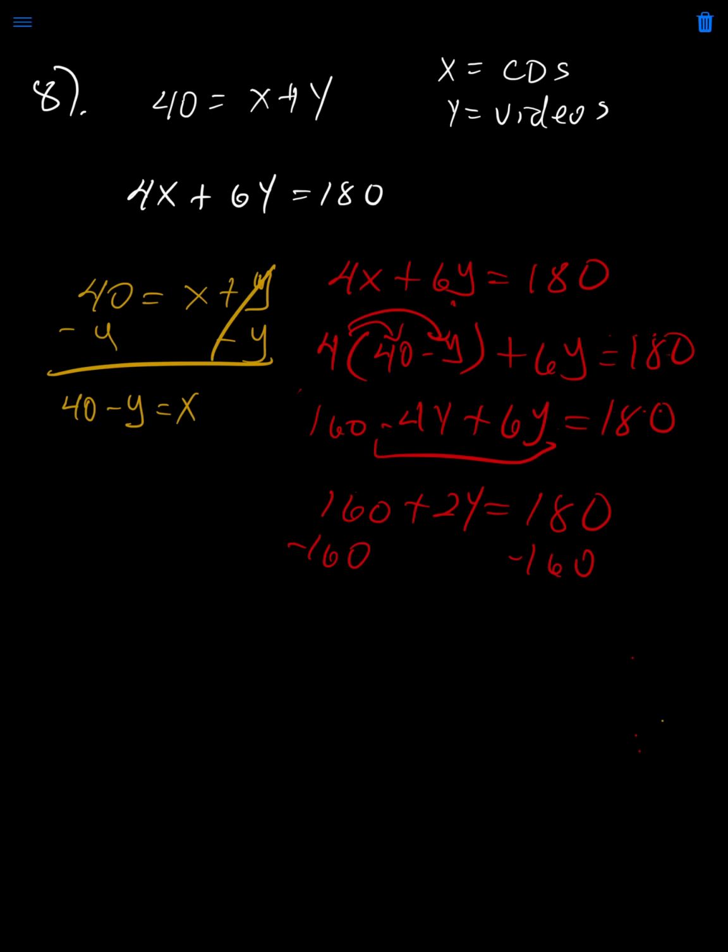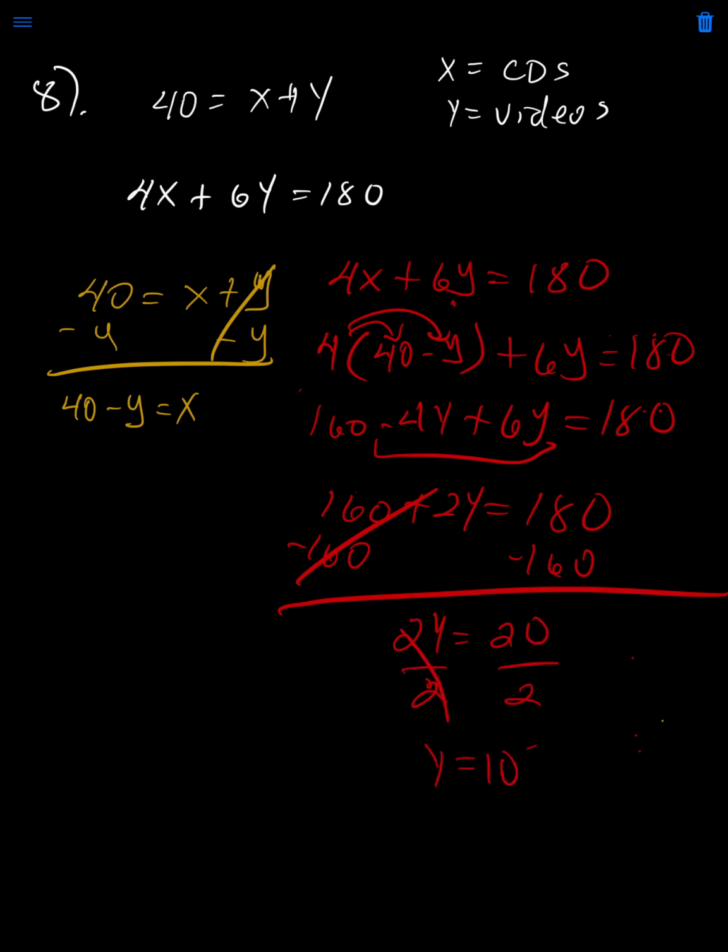Combine these two together. I get 160 plus 2Y equals 180. Subtract 160 on both sides. That means 2Y equals 20. Divide both sides by 2. So Y equals 10. So I found my Y.